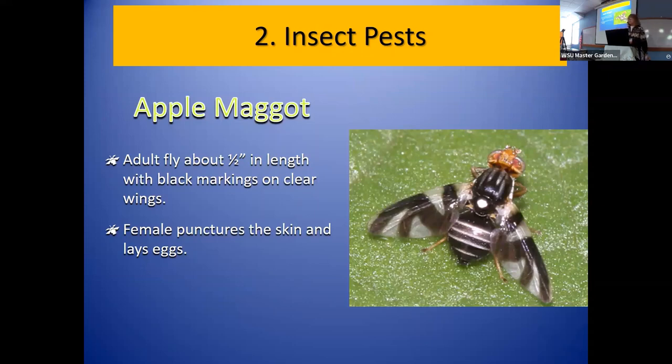Apple maggot, as an adult fly, is about half an inch in length, and notice it has these clear wings with these black stripes on them. The female will use her ovipositor, that's the part of the female's body that will deposit the eggs into either plant or animal material. She will use her ovipositor to puncture the skin of the apple and lay her eggs.